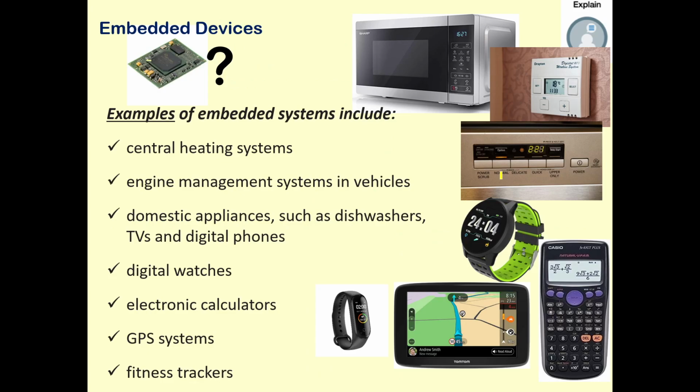Examples there you can see central heating systems. They have the little control panel, electronic calculators, digital watches, GPS systems, fitness trackers, and even in cars you have engine management systems. But the key easy one to remember there is microwave.